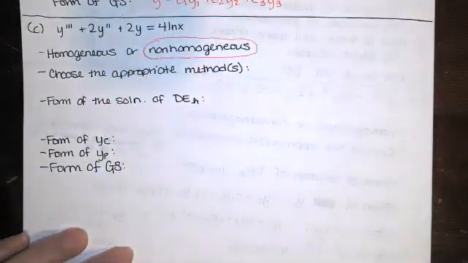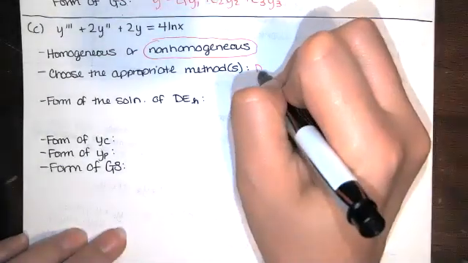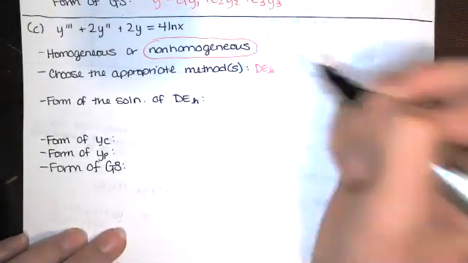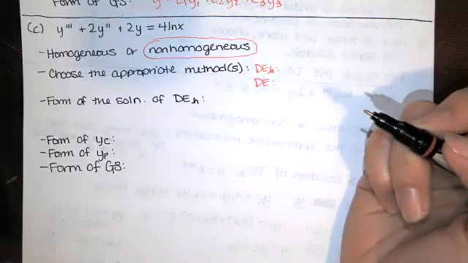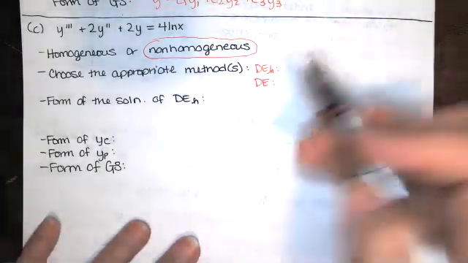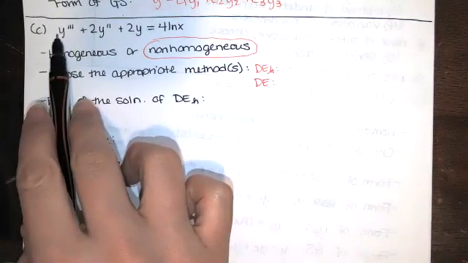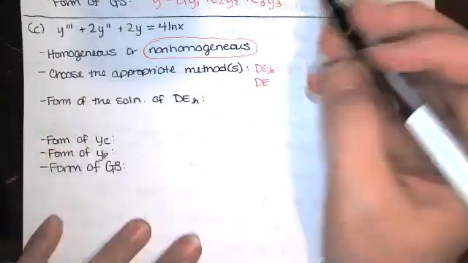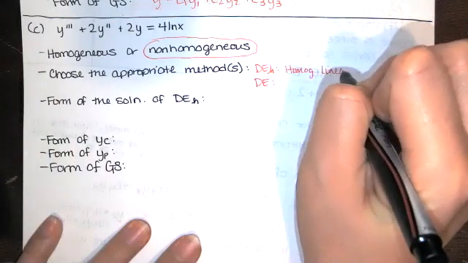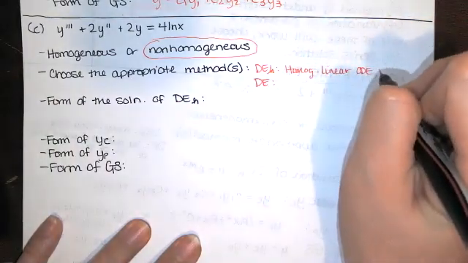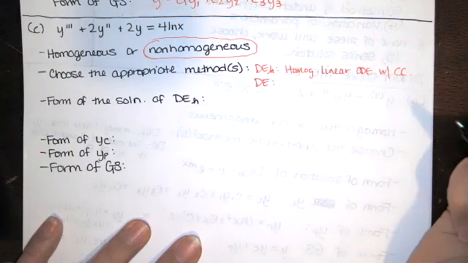So this is a non-homogeneous equation, and that means we're going to need two methods, one for the corresponding homogeneous equation, and then one for the given differential equation. Well, the corresponding homogeneous equation has constant coefficients 1, 2, and 2. So we'll use the homogeneous linear ordinary differential equation with constant coefficients method.